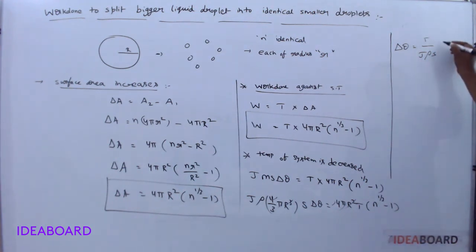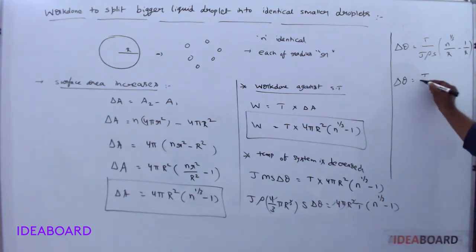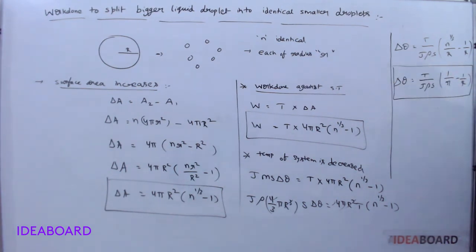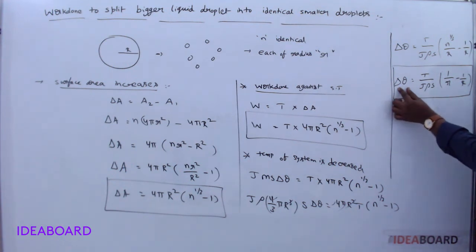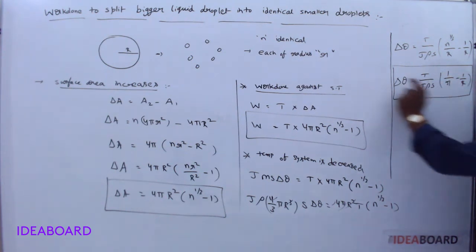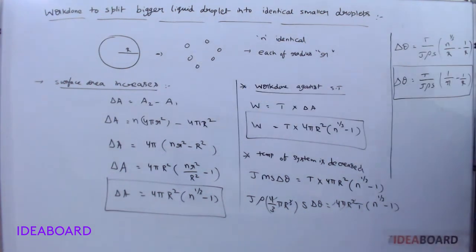This r will be taken to this side. Then n power 1 by 3 by capital R minus 1 by capital R. So delta theta formula is T by J rho s into n power 1 by 3 by capital R minus 1 by capital R. So the temperature difference formula is T by J rho s into 1 by small r minus 1 by capital R. Here small r indicates the radius of the smaller droplet, capital R indicates the radius of the bigger droplet.